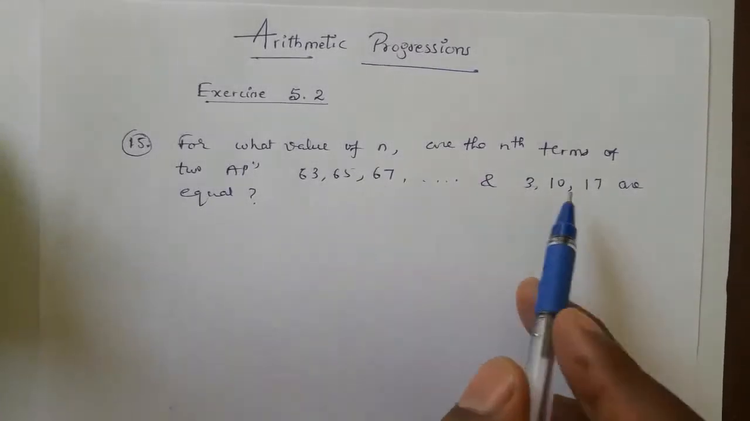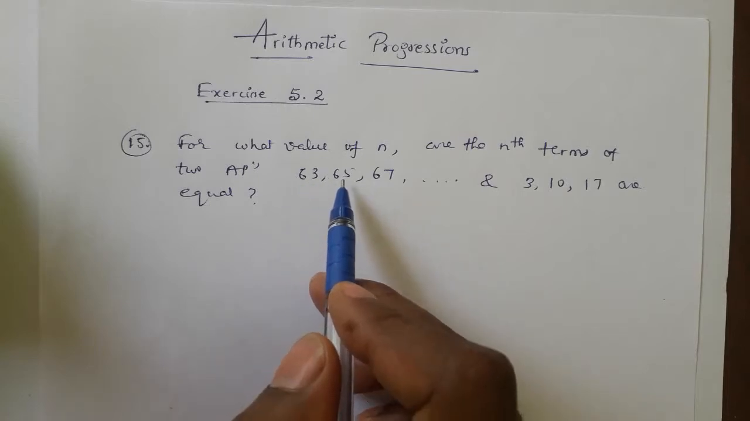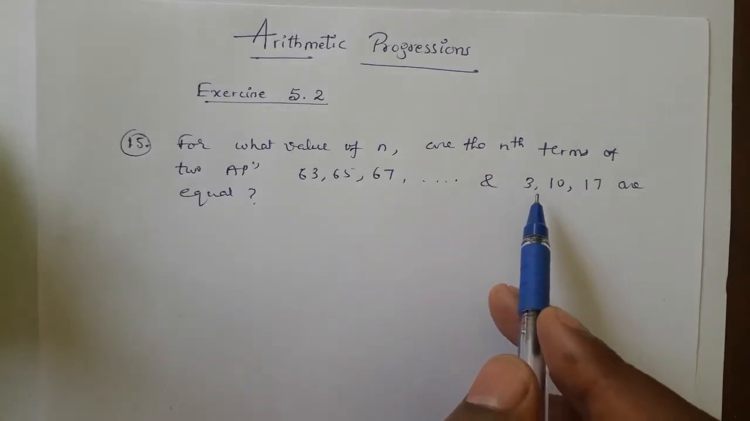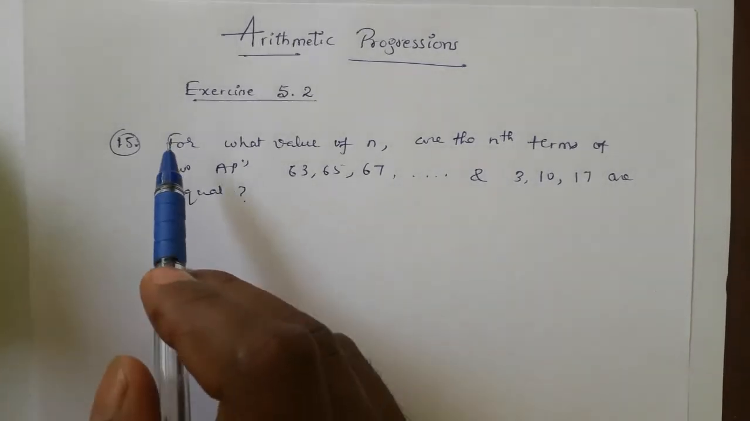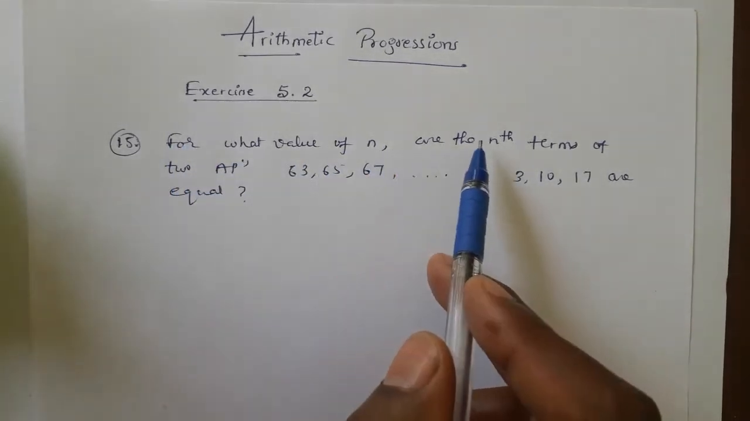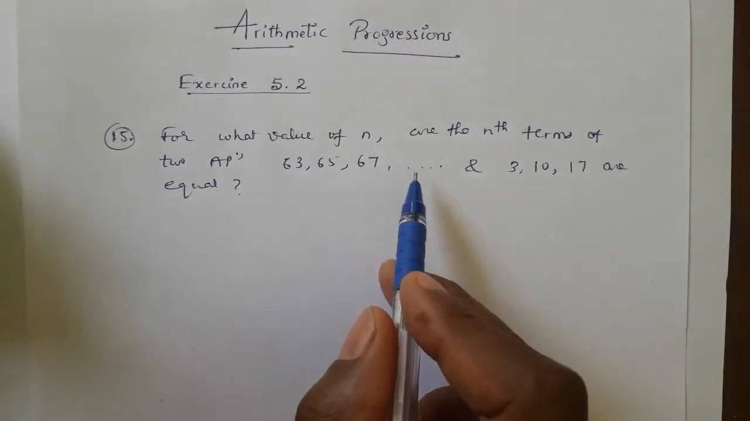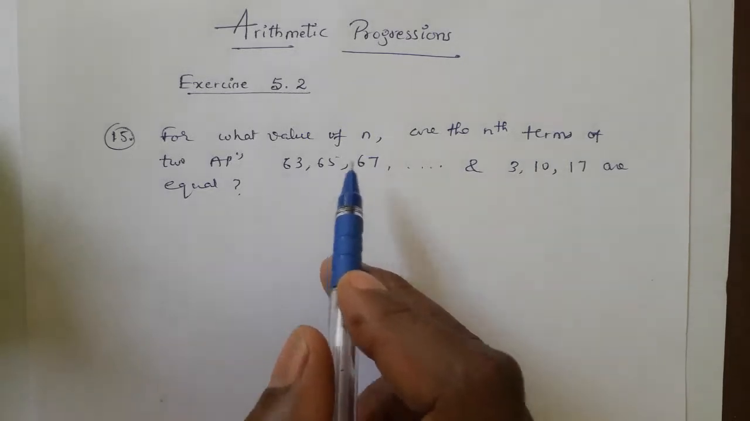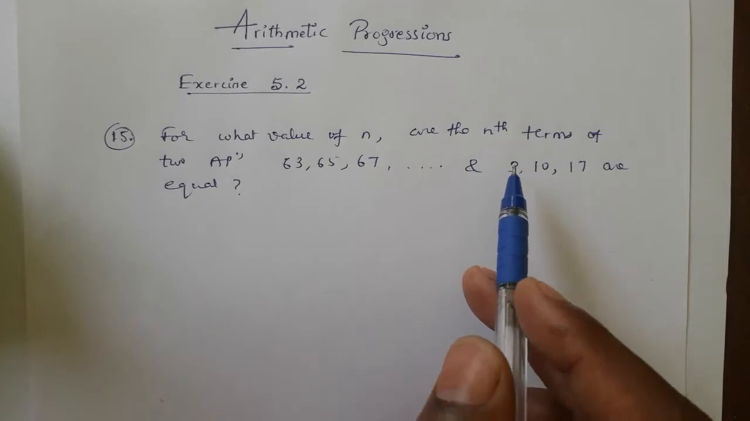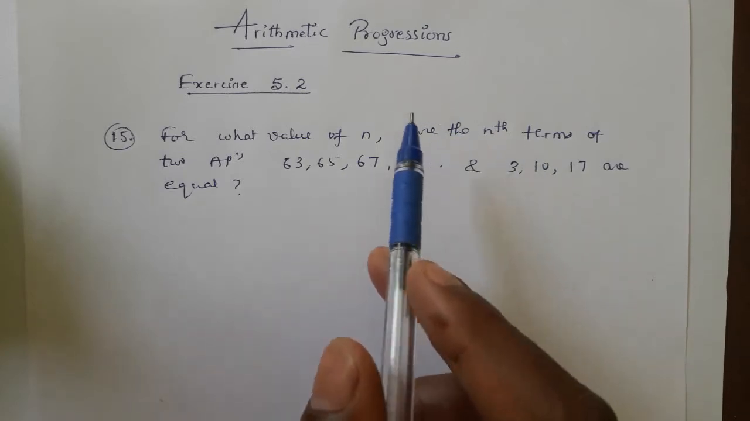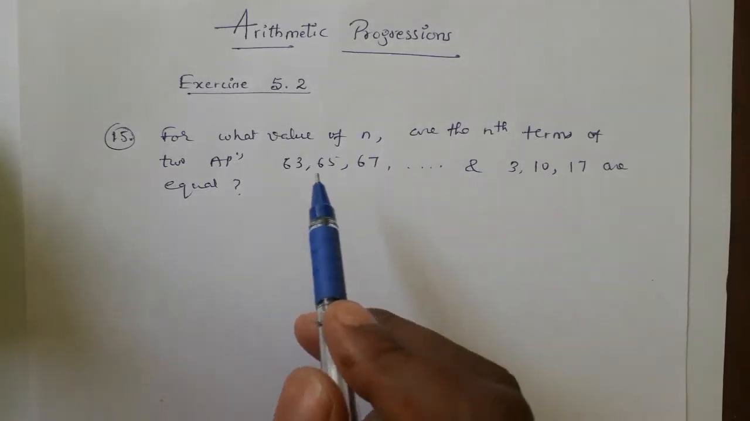So this is the different AP, another one is one more AP. This AP is having different first term, different common difference. The another AP is having the common difference and the first term different from the first one. For what value of n, the nth term of both the APs are equal. That means this AP is proceeding in its own common difference and first term. The another AP is proceeding with a different A and different D. But at a particular n value, at a particular position, these two APs will be having the same value.